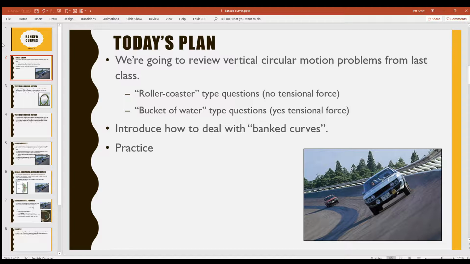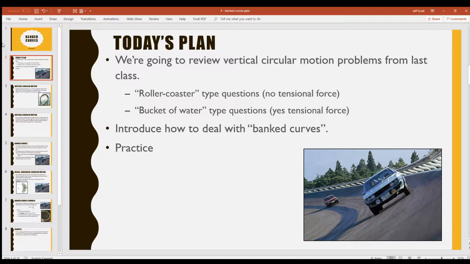Really, between roller coaster type questions and bucket of water type questions, there's not a lot different. It's more just what we're looking for in those questions. So I don't want you thinking as if these are two totally separate kinds of questions altogether. They're still dealt with in the same manner, but we're going to review and make sure we understand how to deal with each type. Then, of course, we're going to introduce how to deal with banked curves. That's our new topic for today.